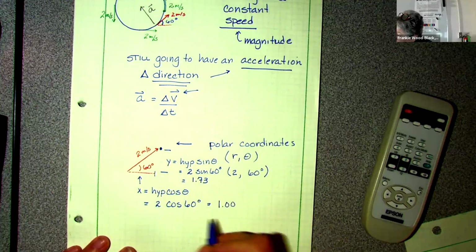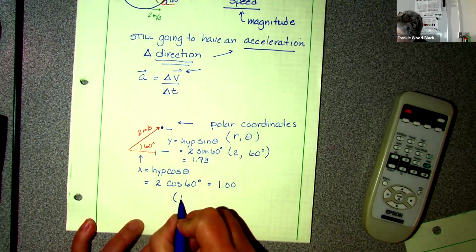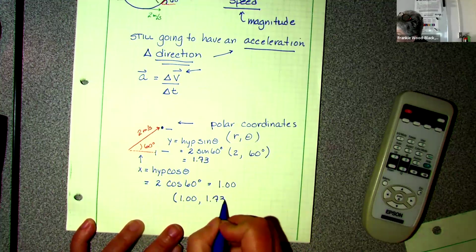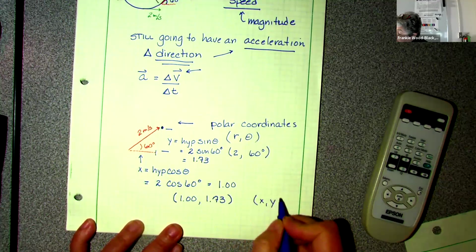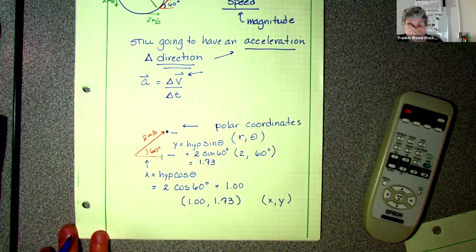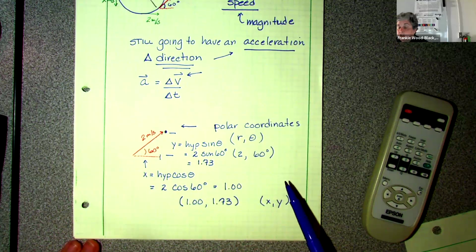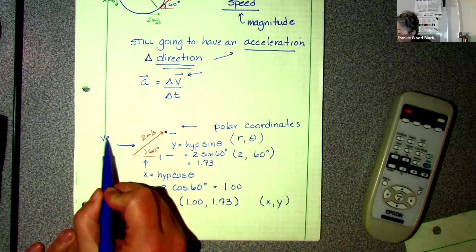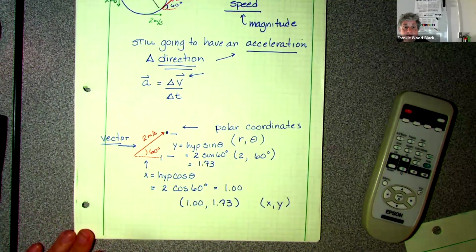So now I can write this in my Cartesian coordinates as 1.00 and 1.73. And that's in our XY coordinate system. So we did talk about changing coordinate systems. And this is what your algebra book talks about, but your algebra book never tells you that that is a vector. They never tell you that that is a vector.